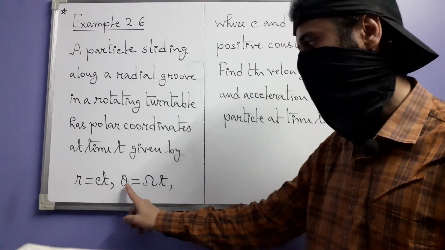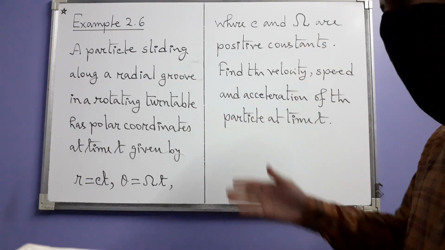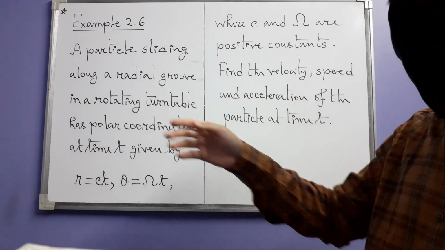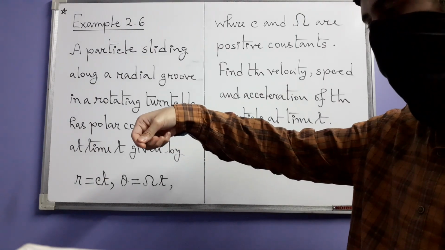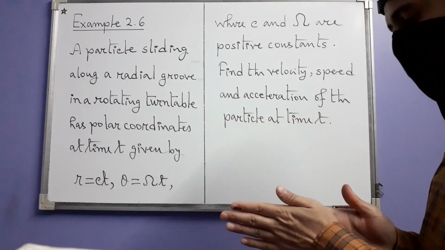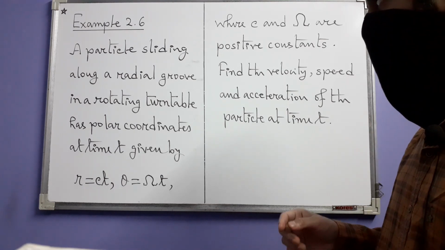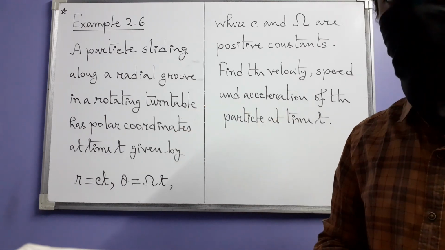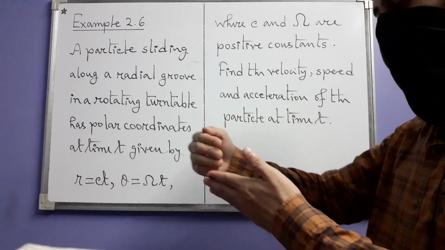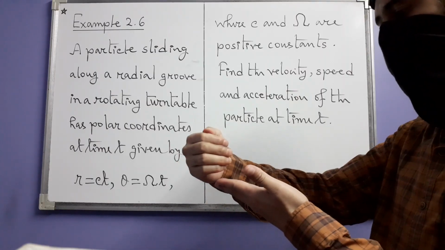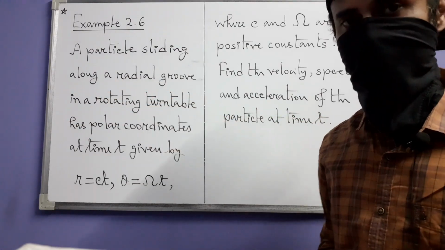R is ct and theta is omega t, where c and omega are positive constants. So there is a turntable and there is a radial groove, which means it's along a radius of that circular turntable, and there is a particle in that groove. As the turntable rotates about its center, the particle moves along the groove outward, and at the same time it's rotating also like this.